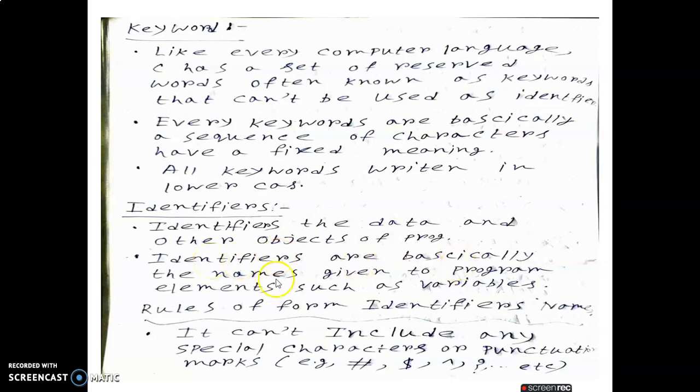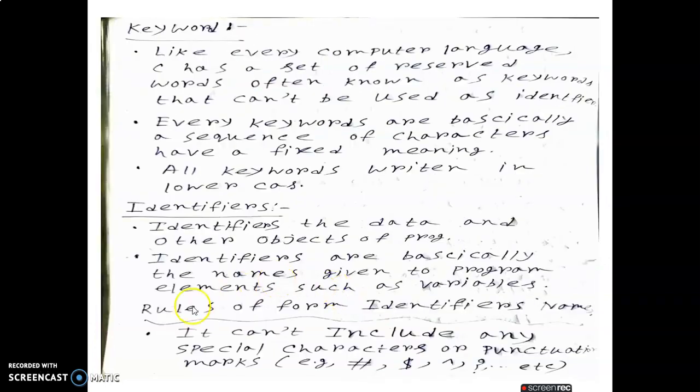These identifiers are basically the names given to the program elements such as variables. An identifier is basically the name which is given to program elements like a variable.